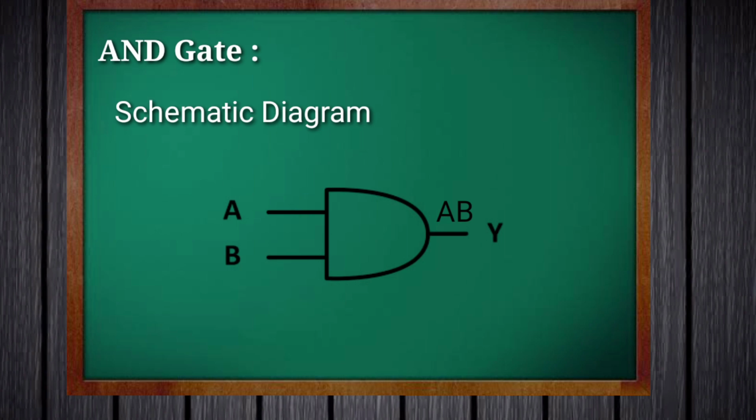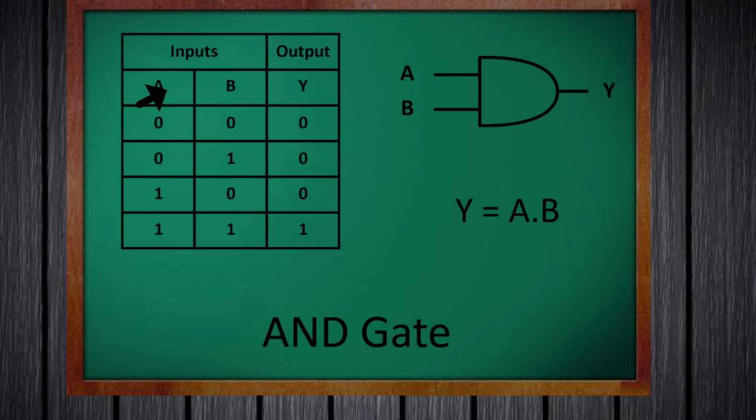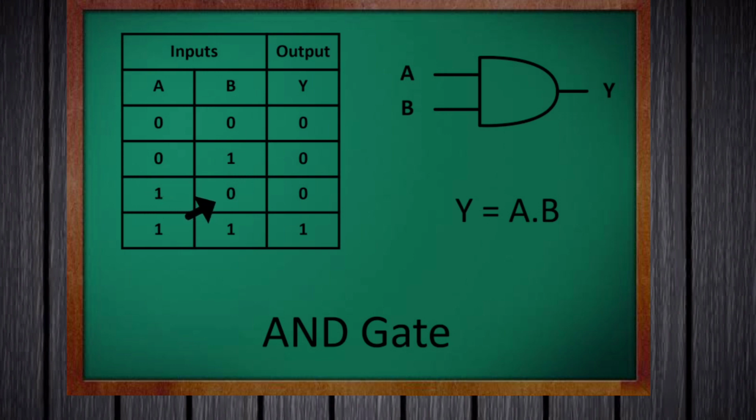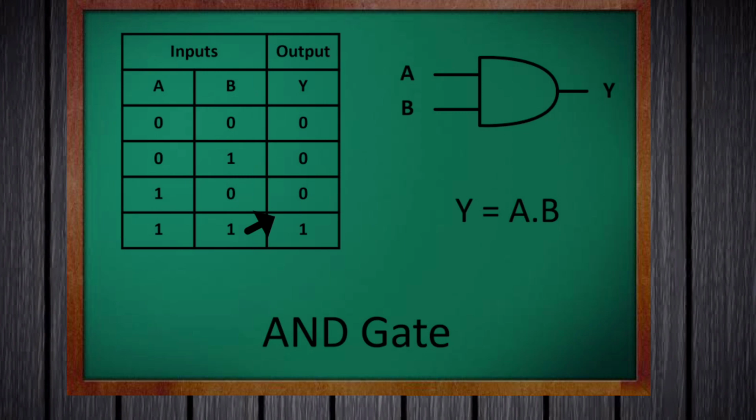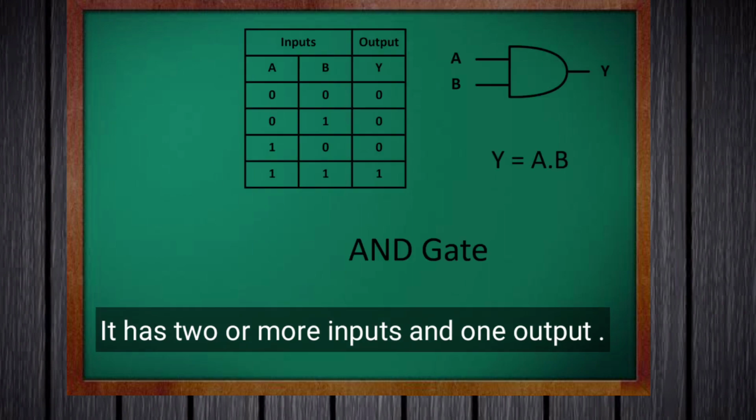Now I am going to discuss the truth table. Inputs A, B: 0 0, 0 1, 1 0, 1 1. Output Y: 0, 0, 0, and finally 1. It has two or more inputs and one output.